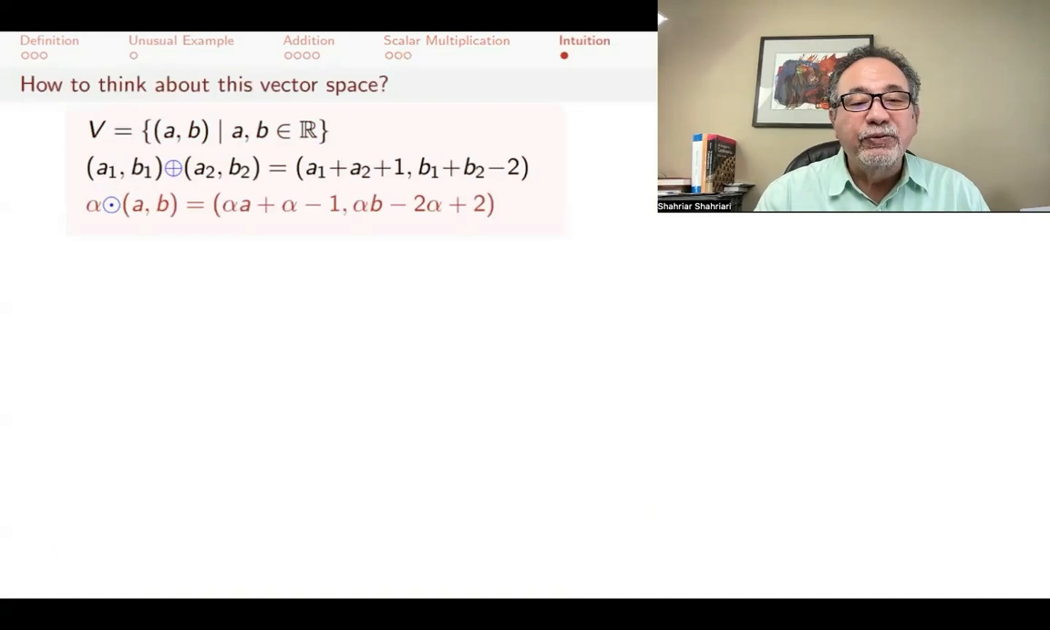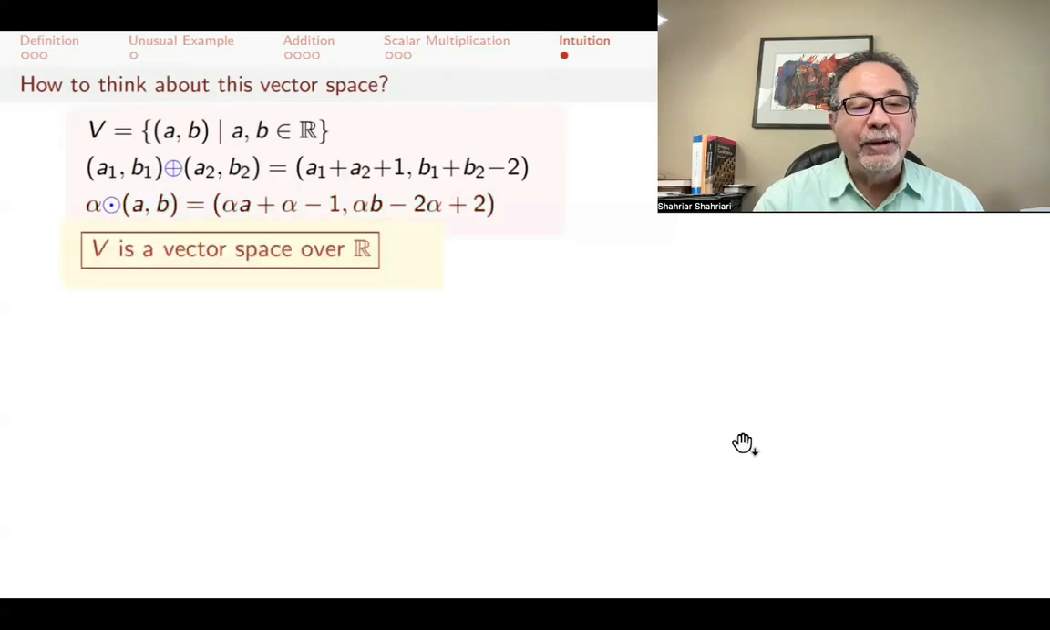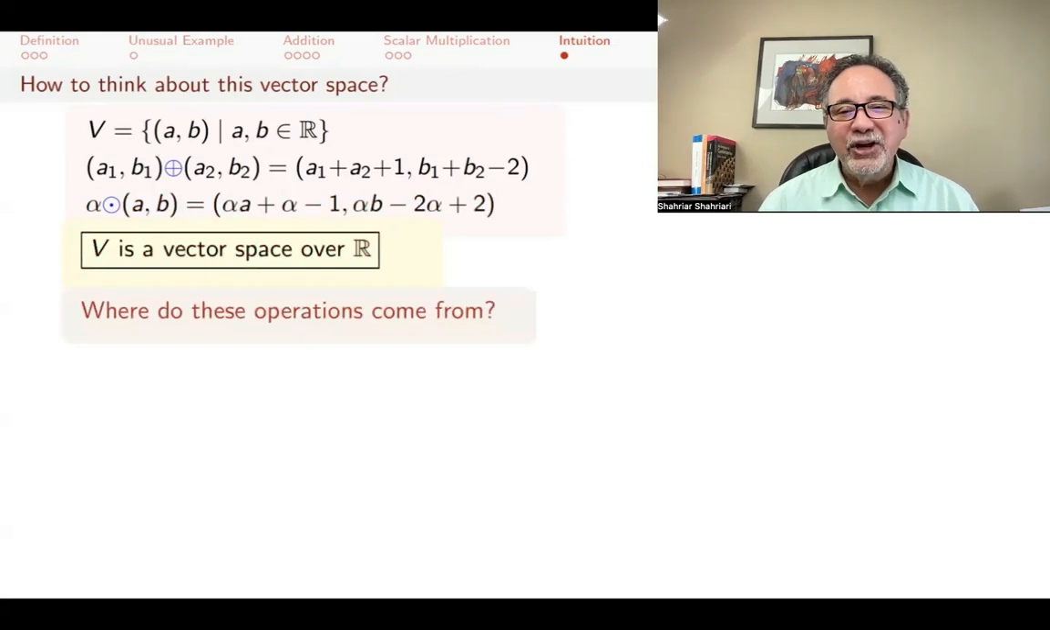Our point is that if you've defined this weird addition and scalar multiplication, then you do get a vector space over R. Now, how do I think about that? This is a vector space over R. That's what we proved. But where do these come from? This seems just like a very strange thing. And I want to give you a little bit of intuition about that.